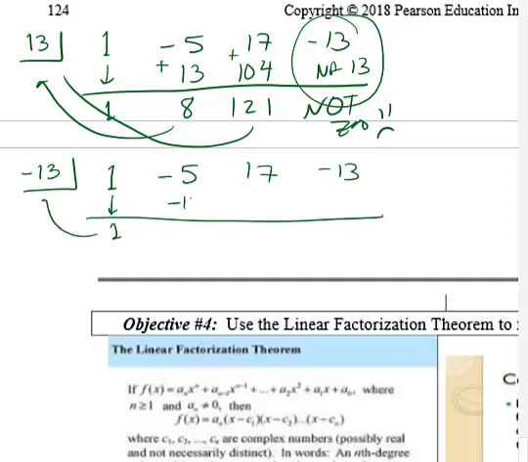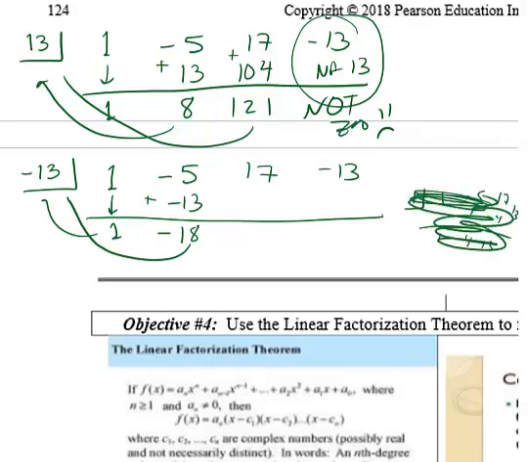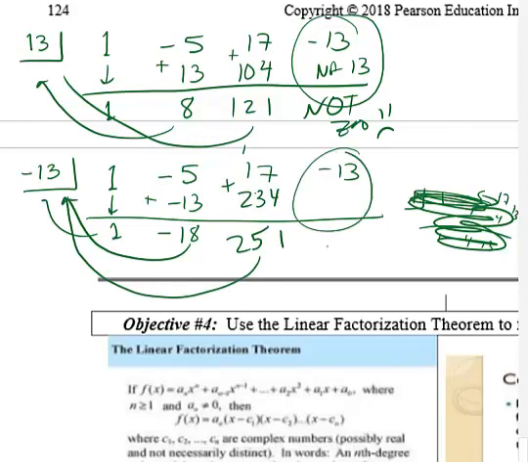Bring down this 1, multiply, add, what's that, negative 18? Multiply, uh-oh. I got 234, wow. This is not looking good. When you start to get really big, crazy numbers, that's not a good sign. Let me add these together. 251. I'm pretty sure when I multiply that by negative 13, it's not going to add up with negative 13 to give me 0. But let's try it anyway. 251 times negative 13 is negative 3,263. For sure when I add that with negative 13, I'm not going to get 0.